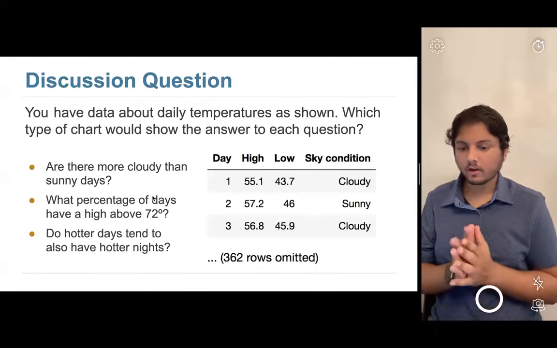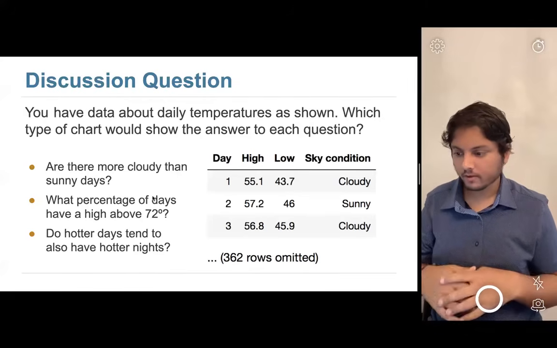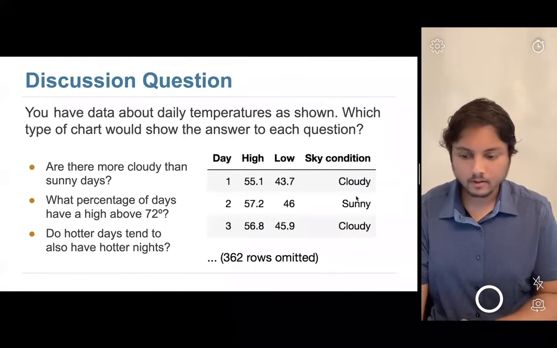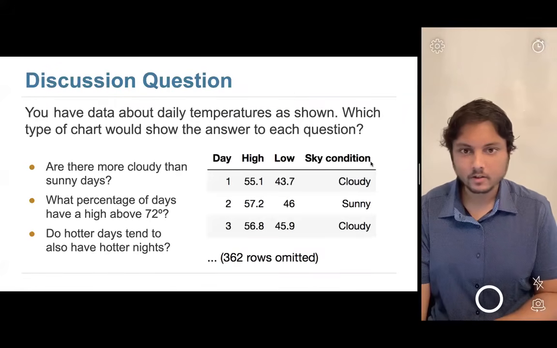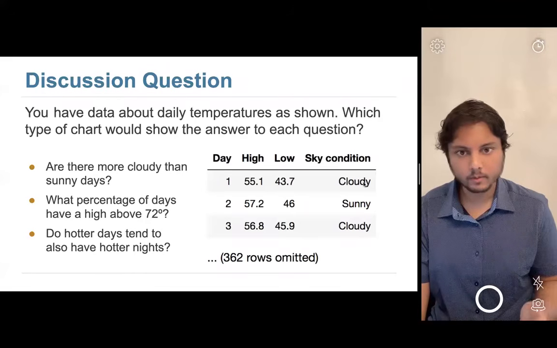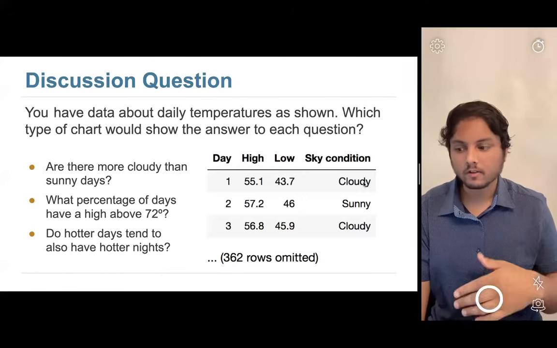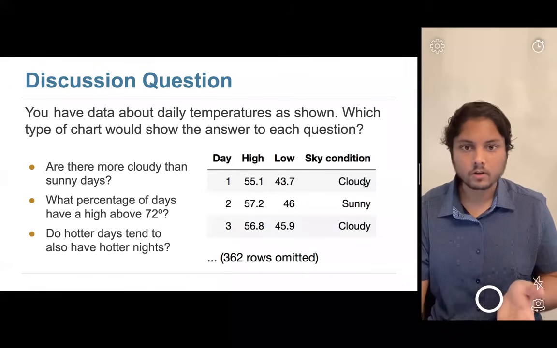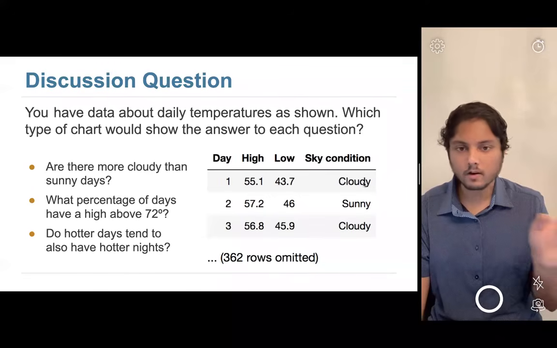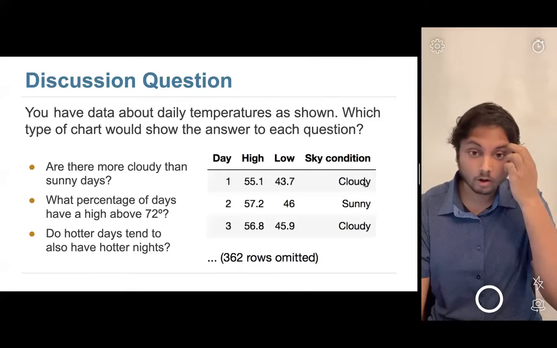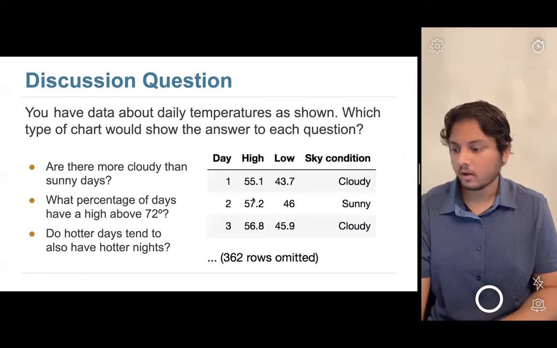Okay, so let's go over the answers here. For the first one, are there more cloudy than sunny days? Cloudy and sunny are in this third column here, which is sky condition. This seems to be a categorical variable because we have different categories like cloudy and sunny. There's no numbers involved. And if it's categorical and you want to know whether there are more cloudy than sunny days, we could do this with a bar chart. We'd want to visualize the distribution of sky condition. Then we'd see bars for cloudy and bars for sunny. We basically just need to figure out which one has the longer bar, and that's going to answer that question for us.